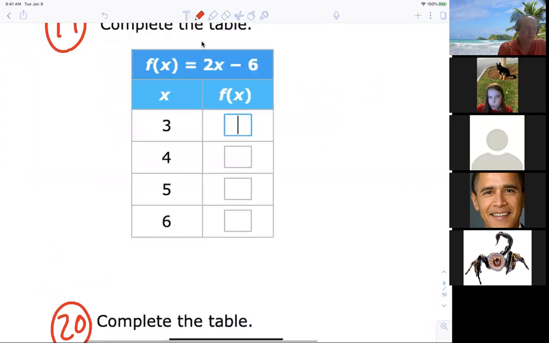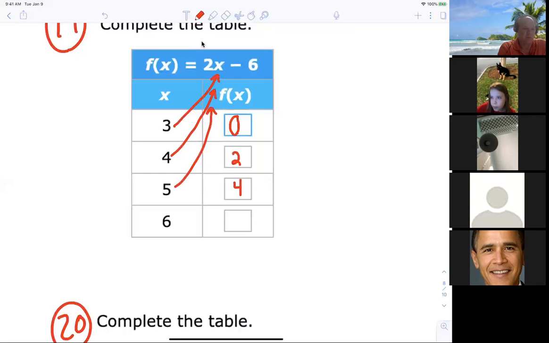Next, plug 3 in. 0. And plug 4 in. 2. That's correct. Plug 5 in. 4. You can see a pattern. And then the next one, 6. Yes. Okay. All right, almost done here, guys.